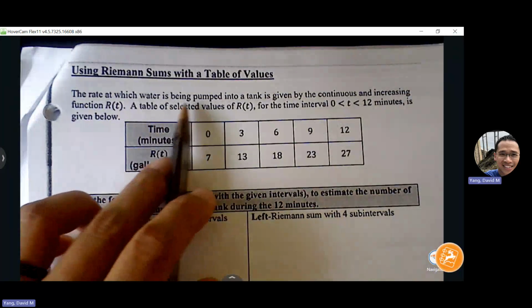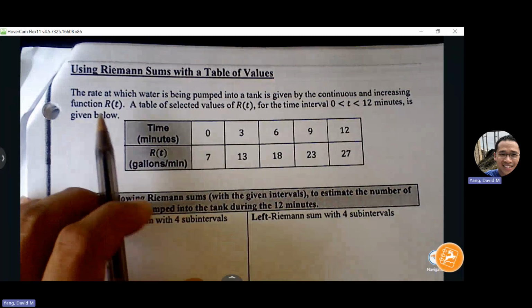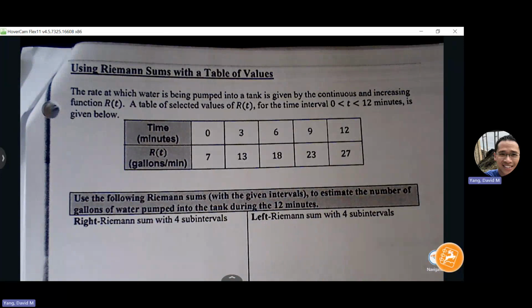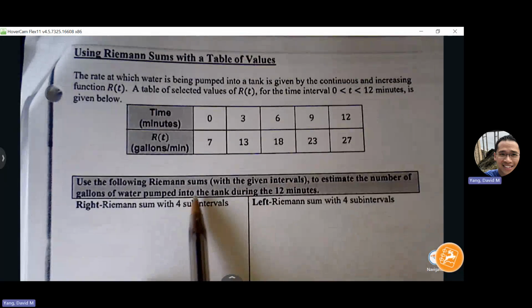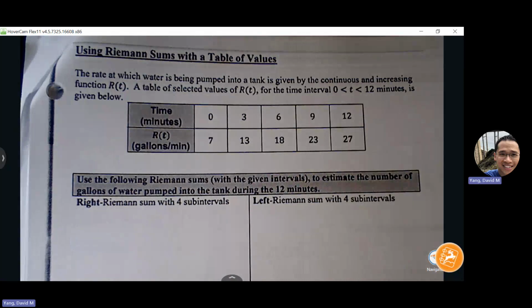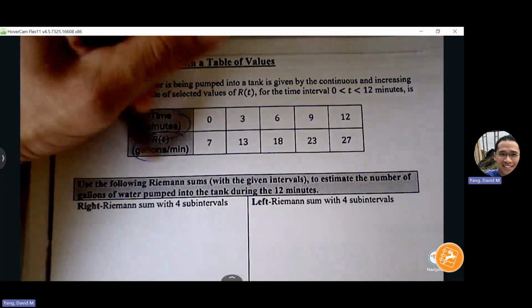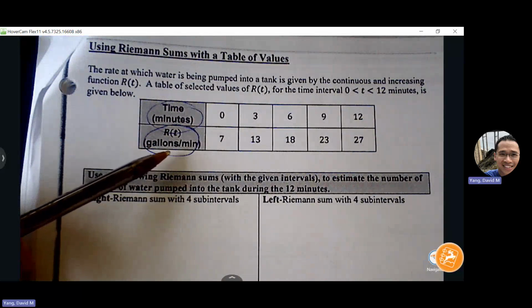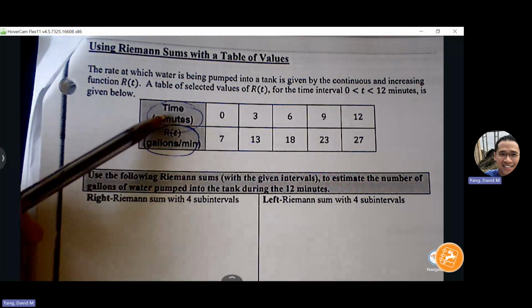Okay, it says the rate at which water is being pumped into a tank is given by the continuous function r of t. A table of values selected of r of t for a time interval from 0 to 12 minutes is given below. Use the following Riemann sums to estimate the number of gallons of water pumped into the tank during 12 minutes. Now, we know that Riemann sums is related to area. And when you have area, you know that your units are going to change. So anytime we're talking about area, our units will not stay the same, right? It's always going to be these two units multiplied together.